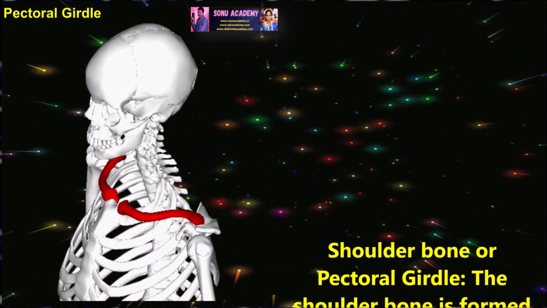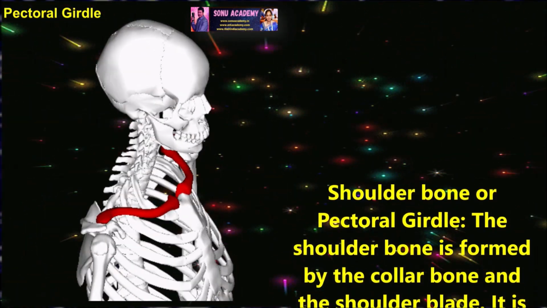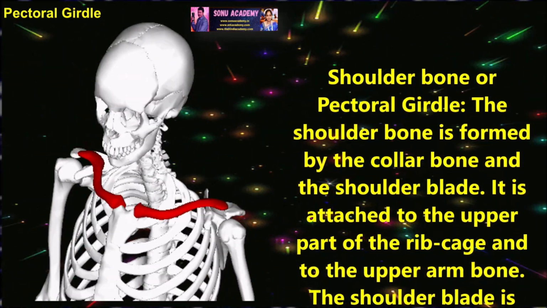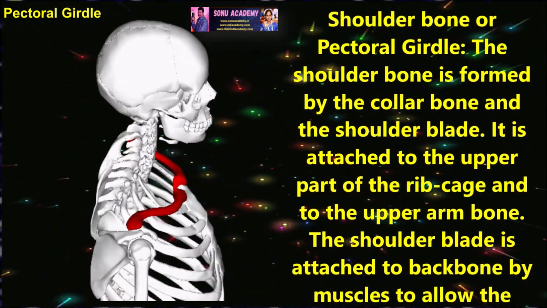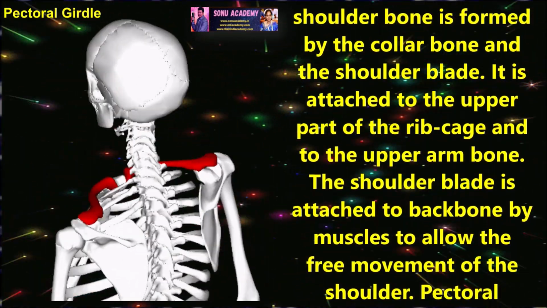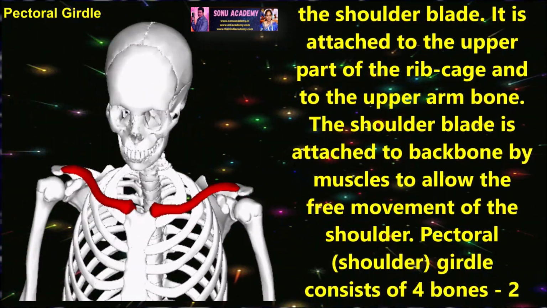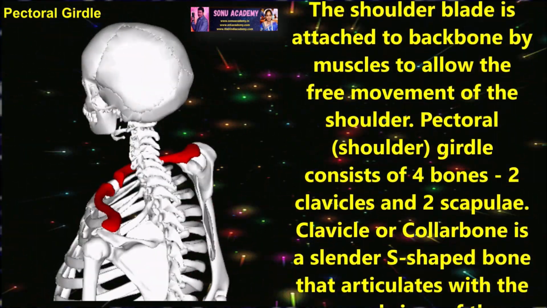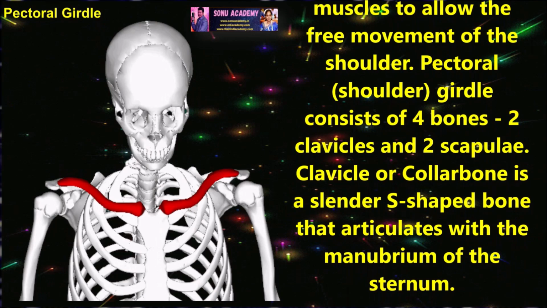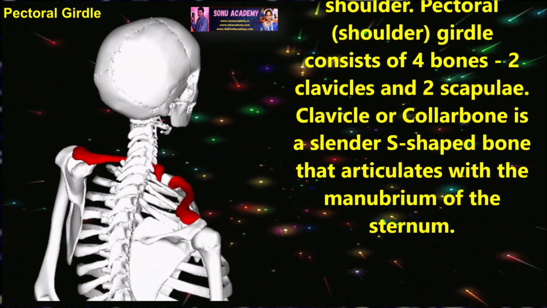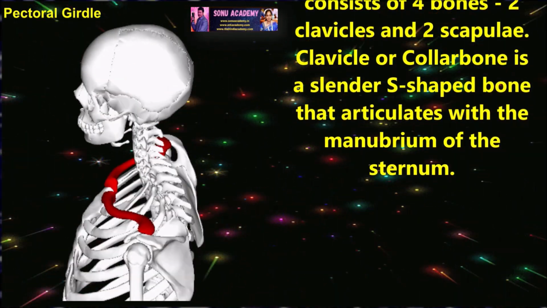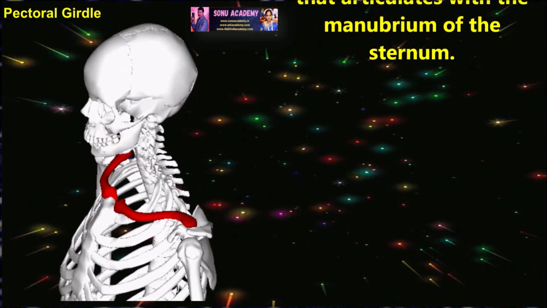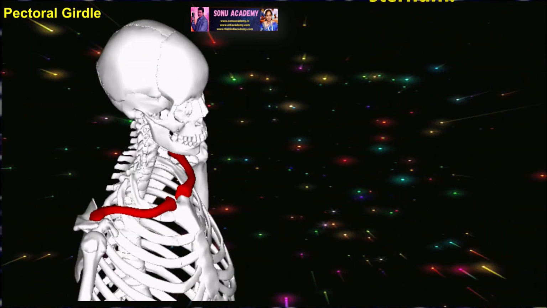Pectoral girdle, shoulder bone or pectoral girdle. The shoulder bone is formed by the collarbone and the shoulder blade. It is attached to the upper part of the rib cage and to the upper arm bone. The shoulder blade is attached to the backbone by muscles to allow the free movement of the shoulder. The pectoral girdle consists of 4 bones, 2 clavicles and 2 scapulae. The clavicle or collarbone is a slender S-shaped bone that articulates with the manubrium of the sternum.